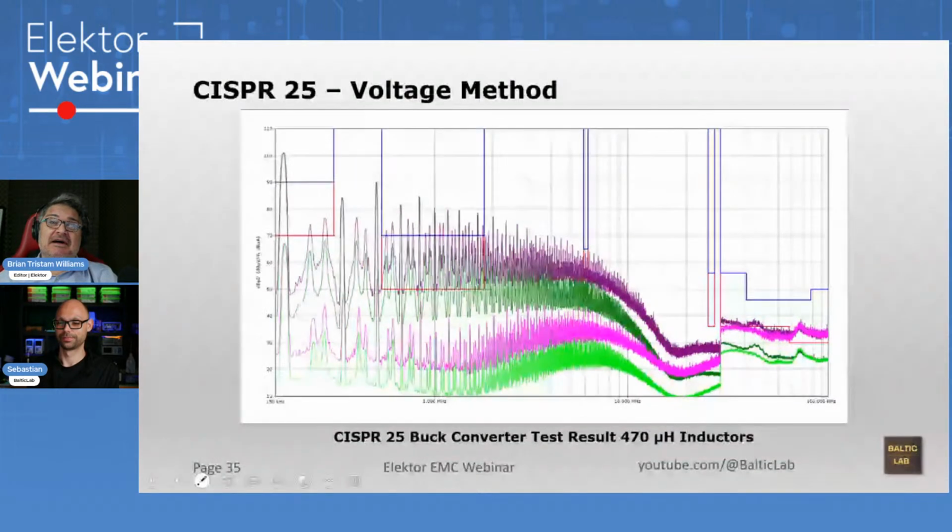Now, I see you starting off at about 150 megahertz. Do you also take into consideration things like plain old 50 hertz interference when designing products?